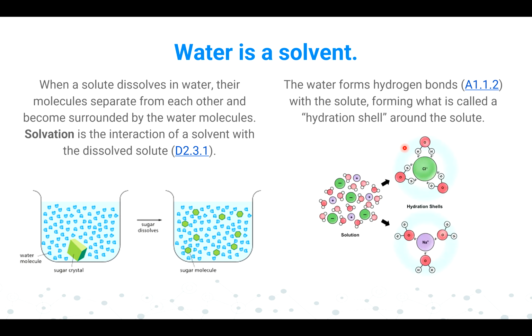When a solute is dissolved in water, what is happening? Their molecules get separated, right? And they get surrounded by the water molecules, and that's called solvation. So solvation is the interaction of the solvent with the dissolved solute. If it is highly soluble, you will find that it is completely dissolved. Like in this example, you can see the NaCl example I used in the beginning to show the hydration shell formation.